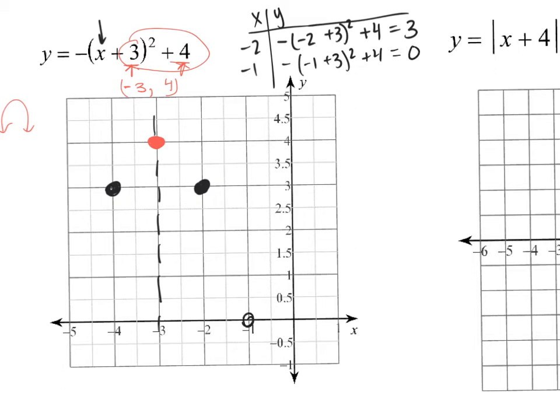So that means at -1 I got 0, so that means at -5 I must get 0 to keep this parabola symmetric. Now that we have them all, go ahead and connect these. Make sure it's a rounded shape so it does look like a U and not a V.